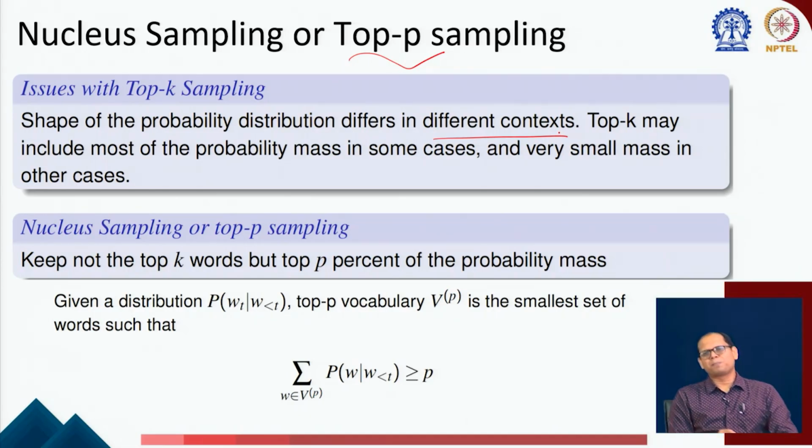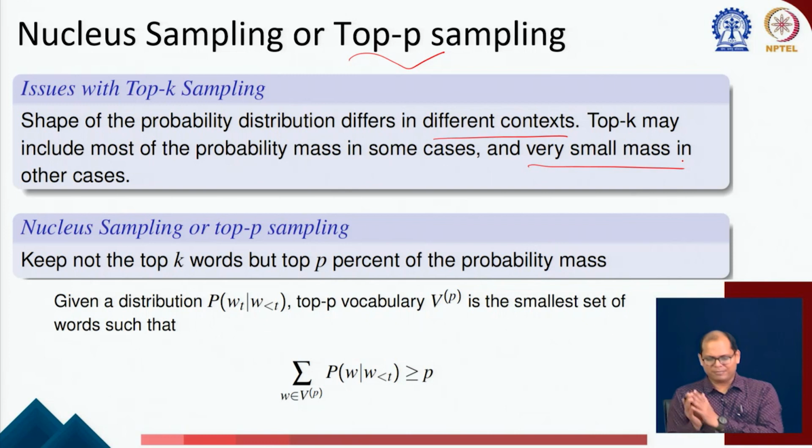So, the shape may differ in different contexts. Sometimes top K includes most of the probability mass already, so it may also include some low probability words. And sometimes it may include very small probability mass. It may happen that all words have roughly uniform probability, so it will actually include very few words to sample from. To avoid that, we say okay, we will always select a fixed probability mass. That is nucleus sampling.